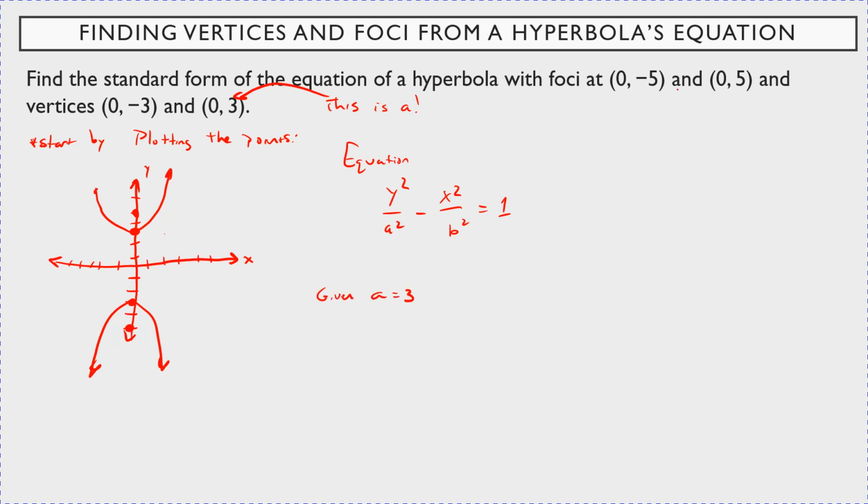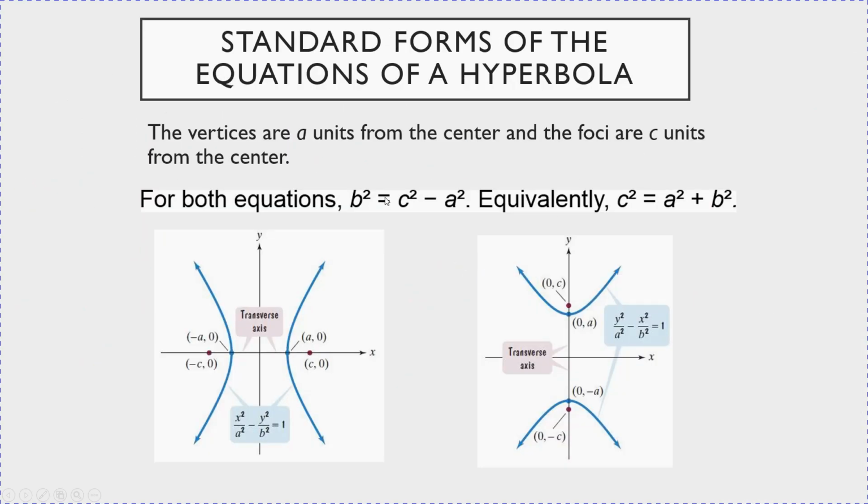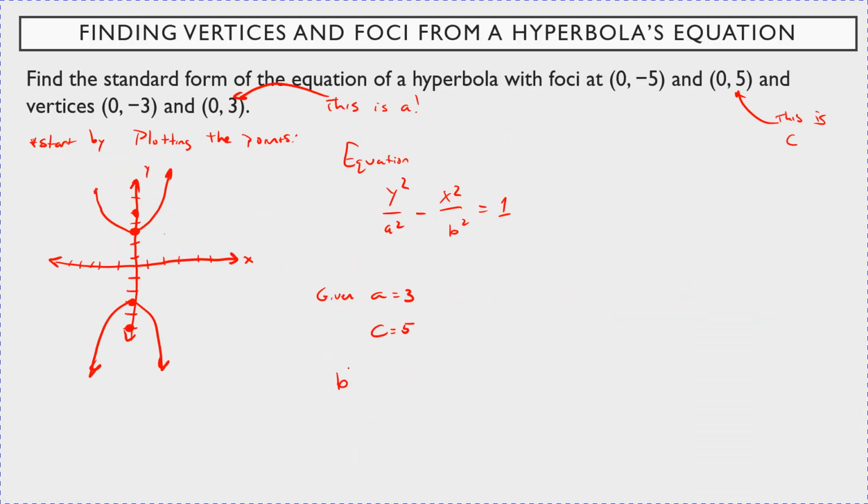And with the foci here, this is C. So then what you're going to need here is you're going to need B. So going back, you can just use this. B squared is equal to C squared minus A squared. So B squared is equal to 5 squared minus 3 squared, which is 25 minus 9, which is 16. So then B is equal to 4.